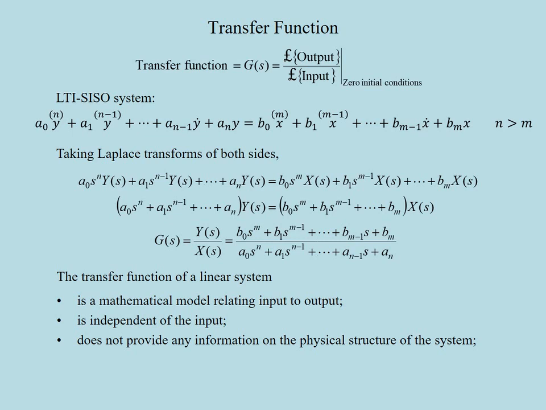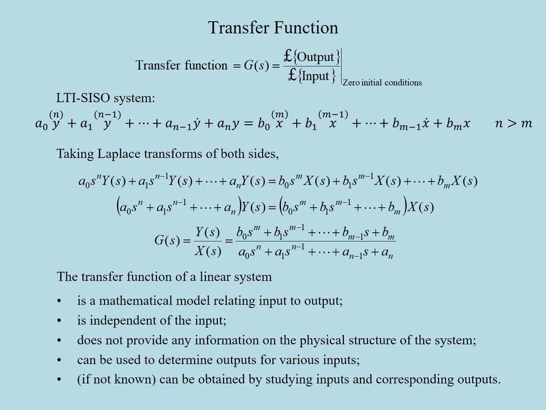Nevertheless, if the input is given, you can obtain the Laplace transform of the output by multiplying the transfer function with the Laplace transform of the input. On the other hand, you can obtain the transfer function of a system by studying the inputs and the corresponding outputs. That is, you can apply an input and measure the output, and then you can obtain the transfer function by building the ratio of their Laplace transforms.